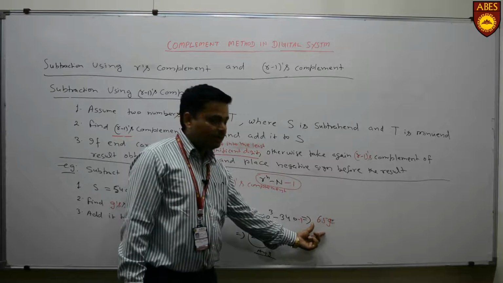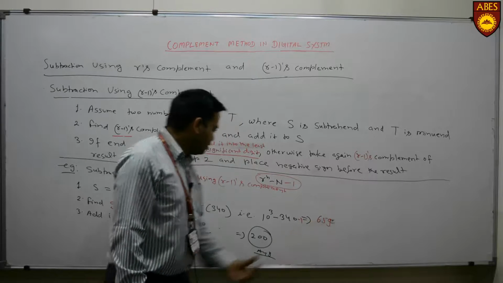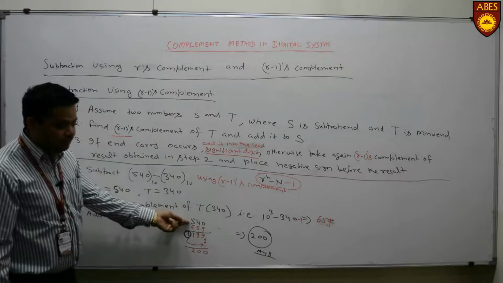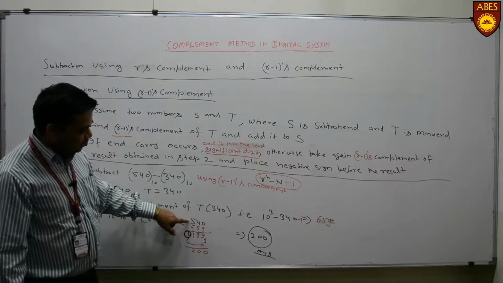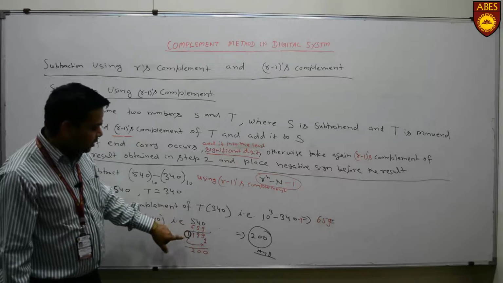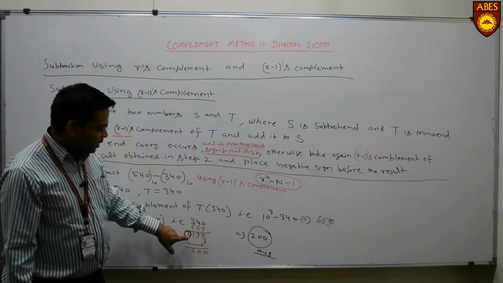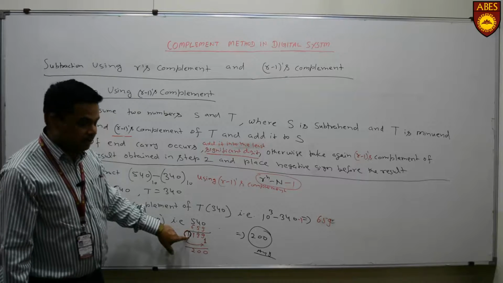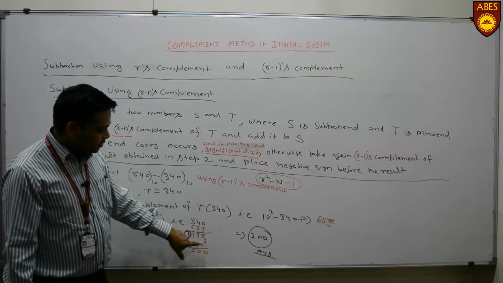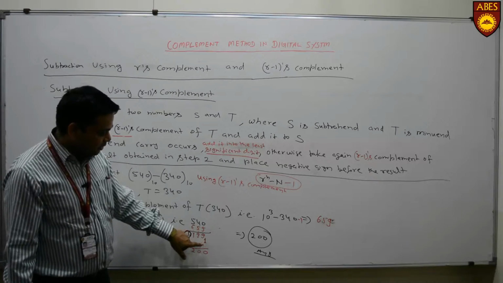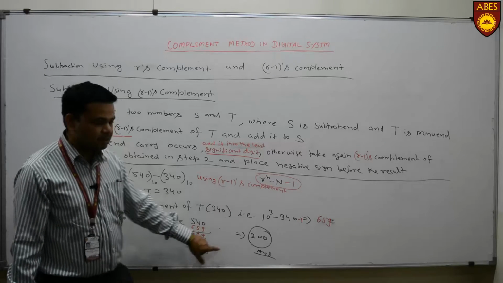After obtaining this result, we will add it to S, which is 540. After adding these two values, 540 plus 659, we get 1199. Here is the end carry. This end carry occurs here, and we will add it to the least significant digit and we will get this value. That is the answer.